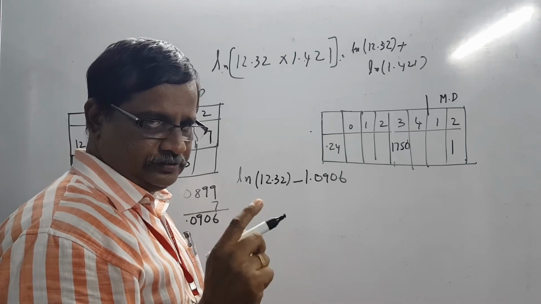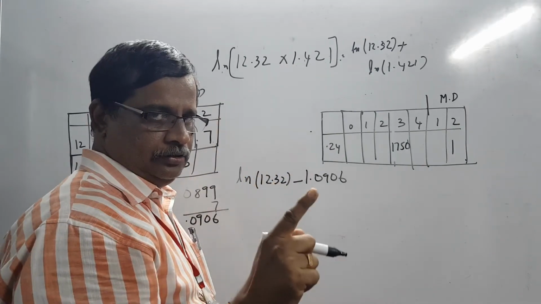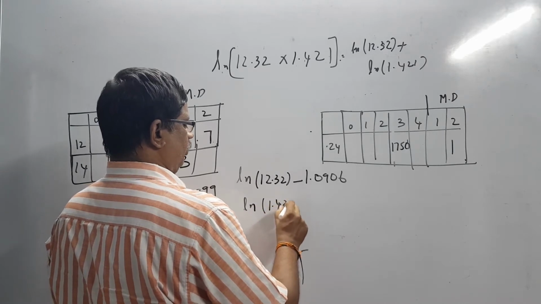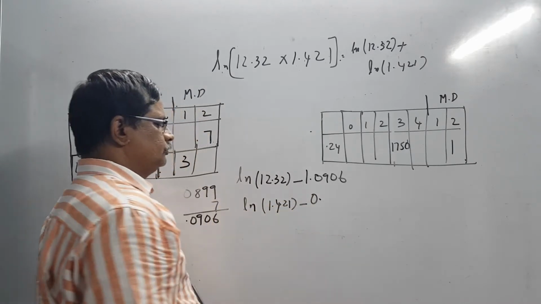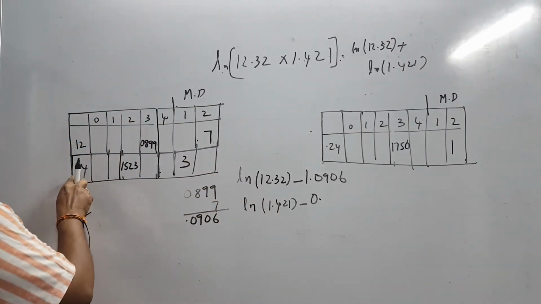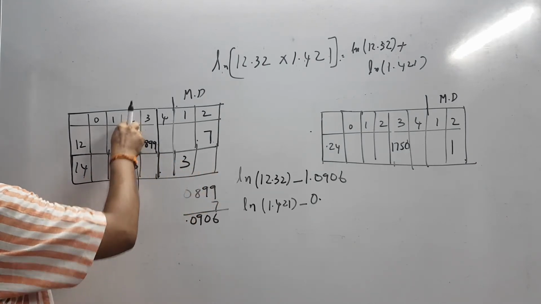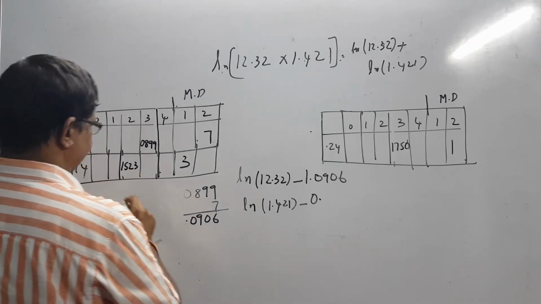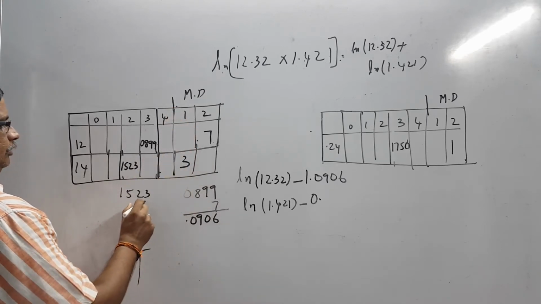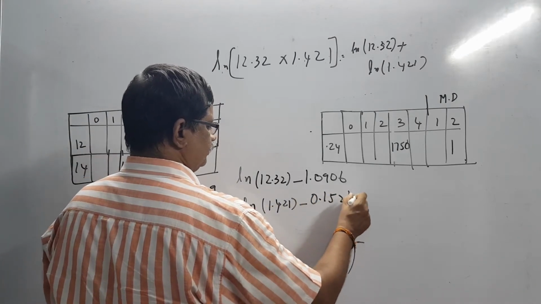Now let us proceed to find the logarithm of 1.421. Before searching for the mantissa, straight away we will write the characteristic. How many digits are there before the decimal? 1. So what should be the characteristic? 0. So the logarithm of 1.421, characteristic is 0. Now we will search for the mantissa, similar to the previous case. 14, move along the same row, look at the intersecting value below 2, it is 1523. Then proceed to the mean difference column, below 1 you have 3, so add it, this is 1526. Put it here, so this is 1526.